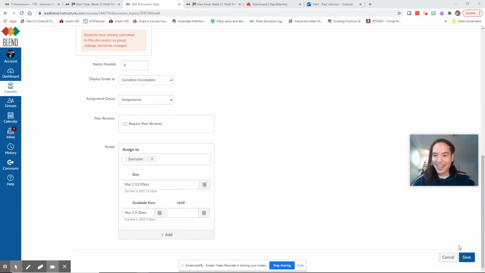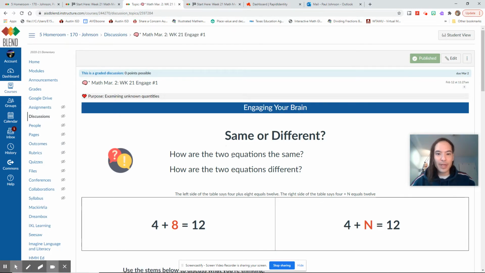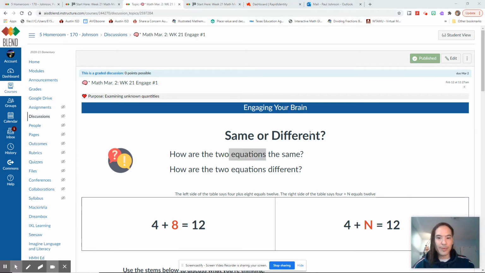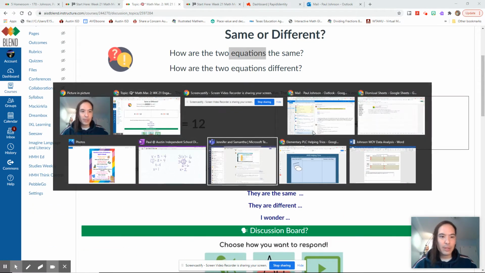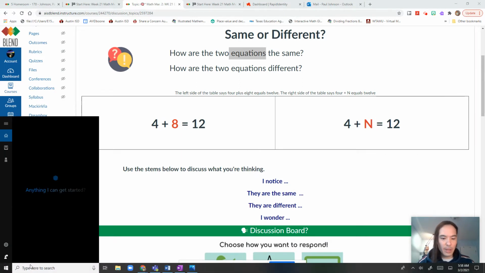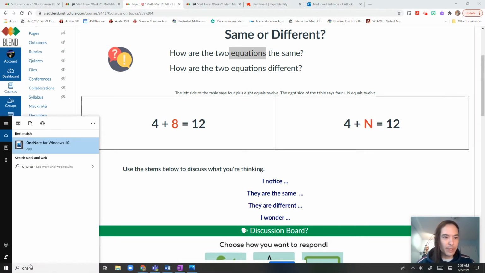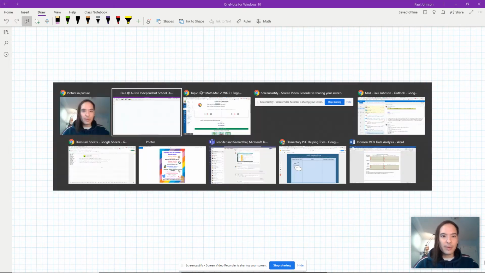Hold on one second. All right, first things first, we need to use the correct terms. Equations, all right? So how are the two equations the same and how are the two equations different? Okay, so we're going to go ahead and talk about what we talked about yesterday. Let me go ahead and open up the OneNote. I think it's open, but I can't find it. Oh, that's it. There we go. Okay, so our problems.